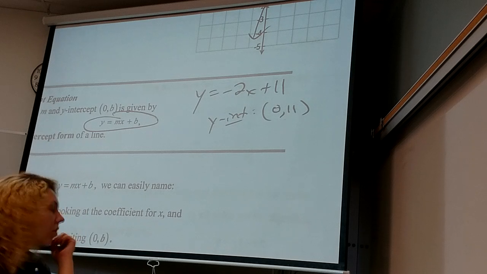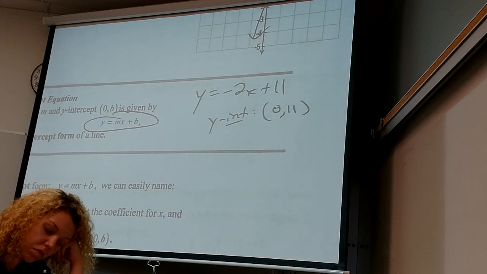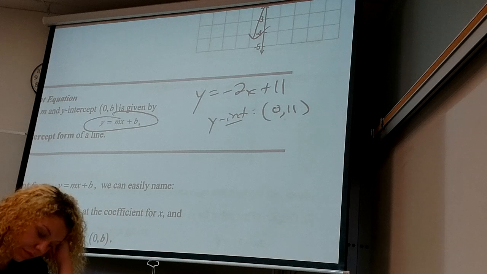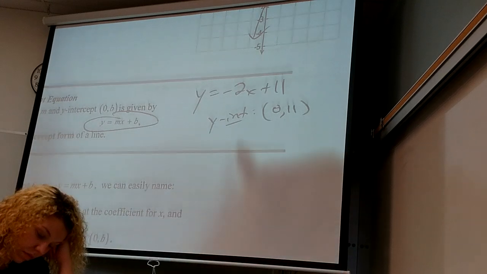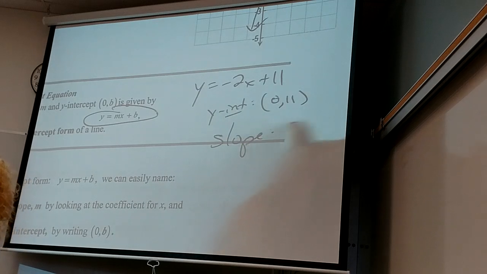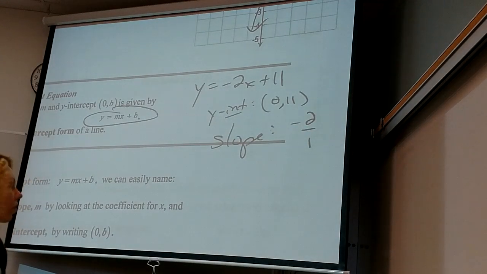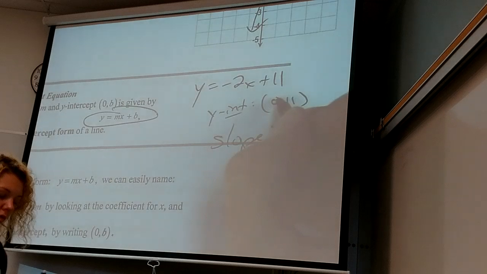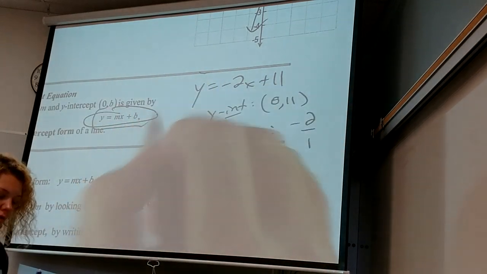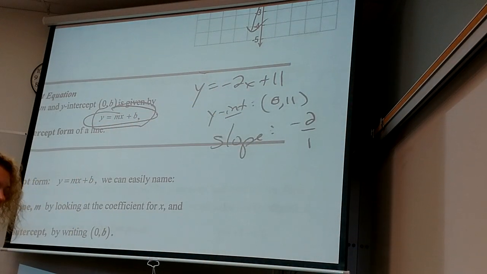No. The y-intercept is a point. A point needs 2 parts, period. End of story. Y-intercept 0, 11. What's the slope? Yeah. Negative 2 over 1. So if I have it in this form, I know 2 things about it, the most important 2 things: where does it start and how does it move from there?